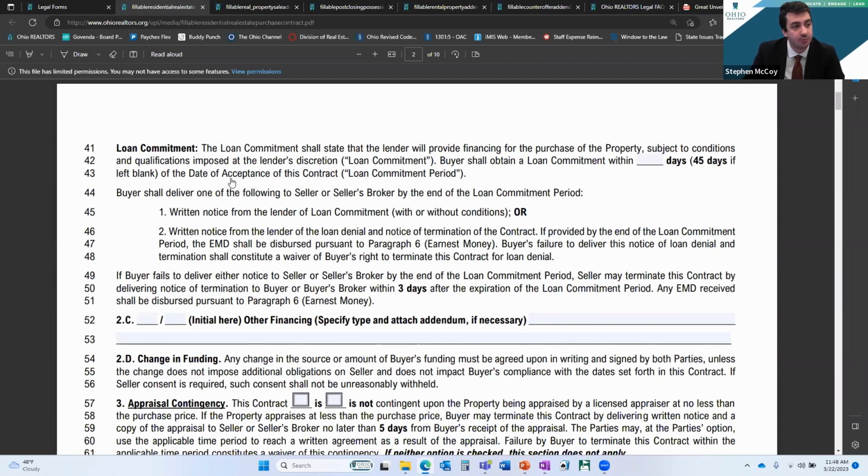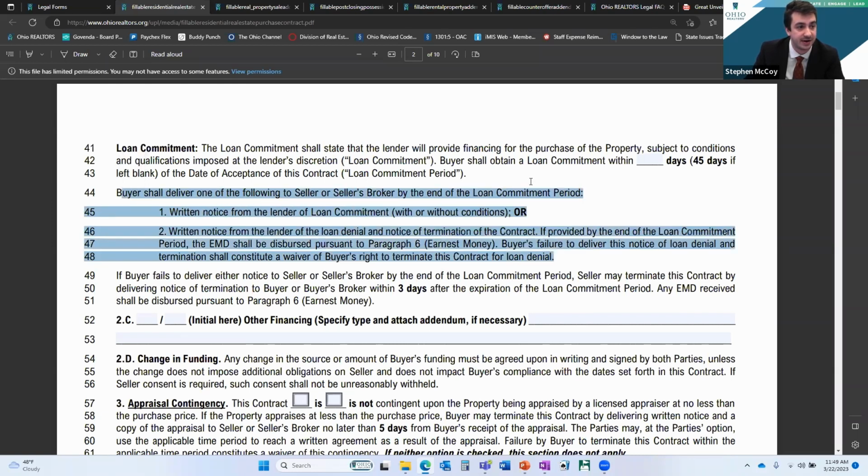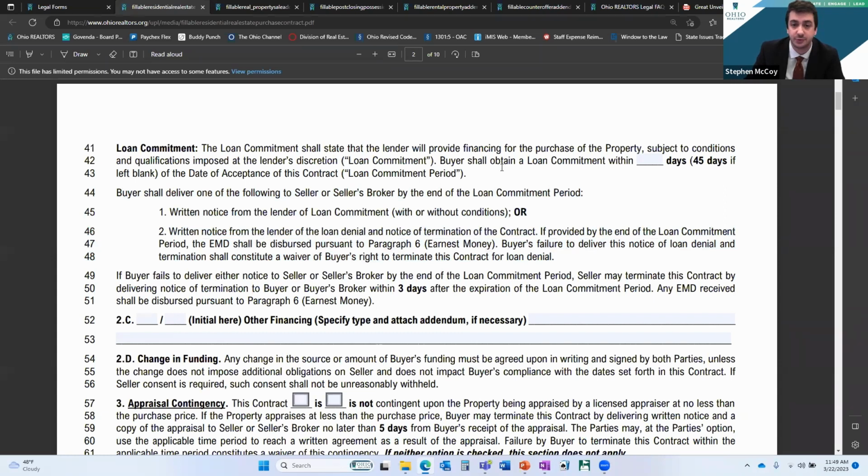Lastly, it goes through the loan commitment period here. Like with most loans, a lender will produce some sort of loan commitment. So they will commit to lend on the property in this transaction, usually provided that certain conditions are met. Or, in the alternative, a lender will provide a denial or a notice of termination, basically denying the loan. And thus the notice of termination will come from the buyer. So you basically have those two options that need to be met before the loan commitment period that's set forth here in lines 42 and 43.